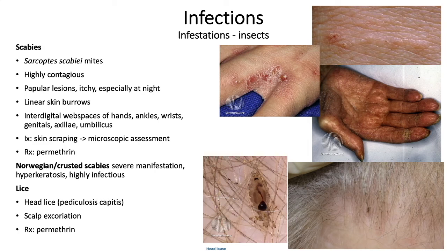It's a highly infectious state just because of the numbers of scabies mites present. The bottom two images show lice, and head lice are known as Pediculosis capitis. It's common in children, and again, it's spread by direct contact. It causes scalp excoriation, and on examination, you can see eggs or nits within the hair, and the image on the right shows those eggs. Treatment again is permethrin, treating all close contacts, and washing clothing and bedding thoroughly.